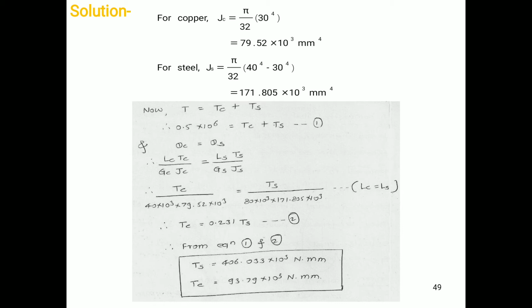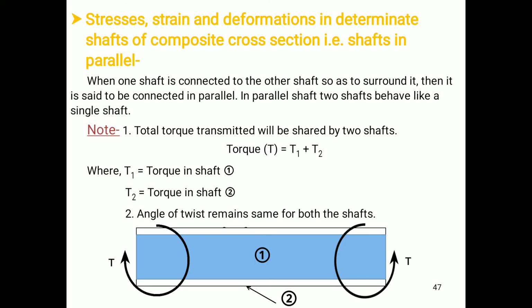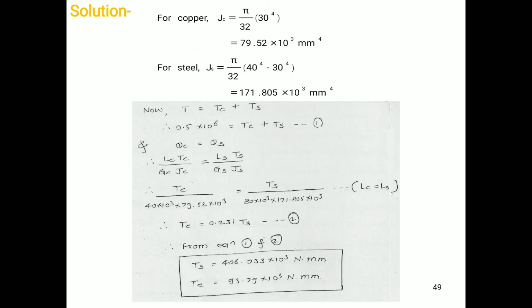As discussed in the previous slide, the total torque is shared by T1 plus T2. In our case, this total torque will be shared by copper plus steel. The value of total torque as given is 0.5 kilonewton meter. We have to convert it into Newton mm. Therefore, in Newton mm it becomes 0.5 into 10 raised to 6, which is equal to Tc plus Ts. We can call this equation number 1.